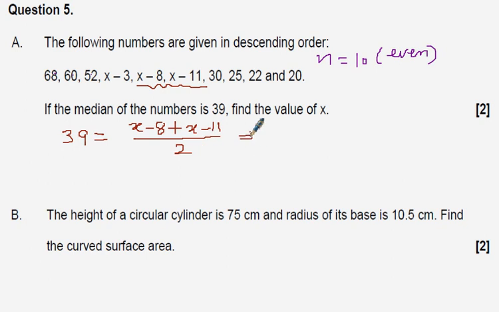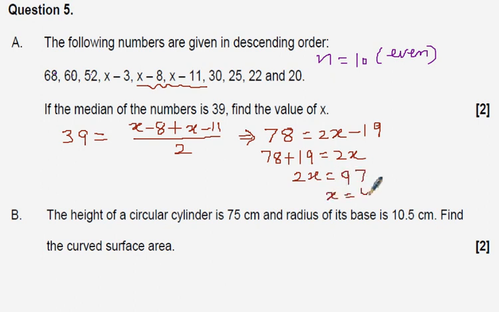So 2 goes this side, it becomes 98. Sorry, 2 goes there, so you multiply, it will be 78, and this will become 2x minus 19. Now you can add them. So 78 plus 19 you can add. Let me make one more step. Is 2x. So 2x becomes 97. 2x is 97. So x will be 48.5. This is your correct answer.